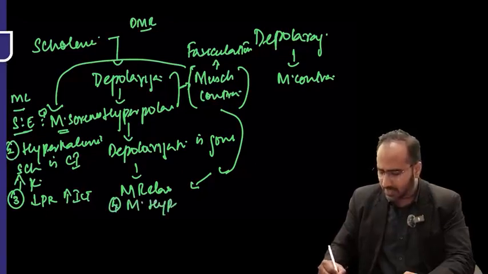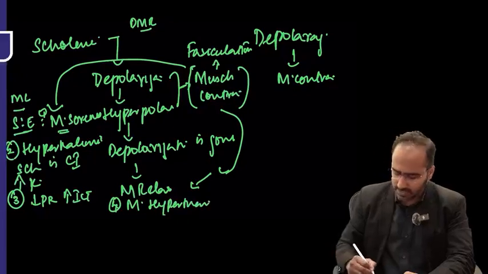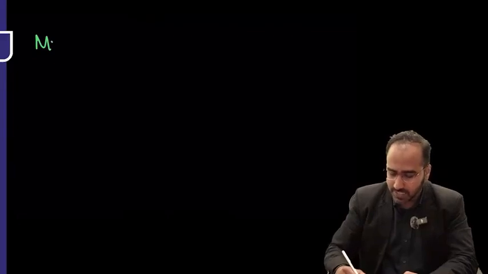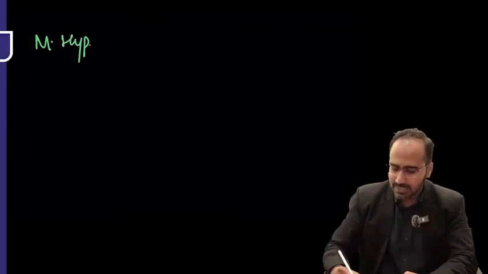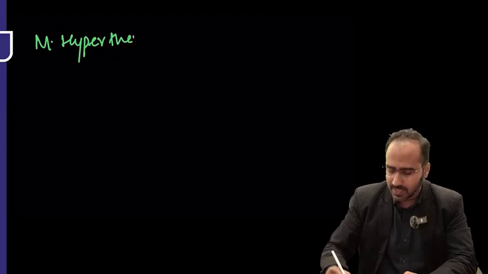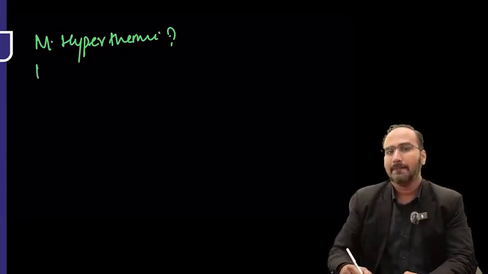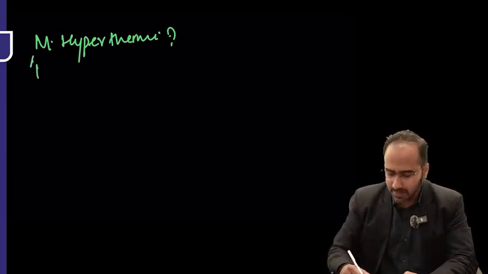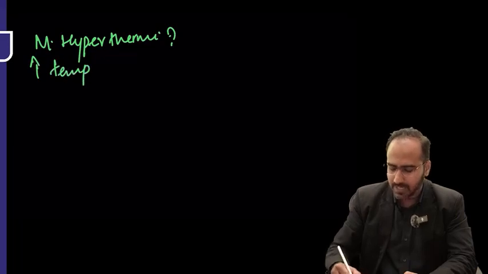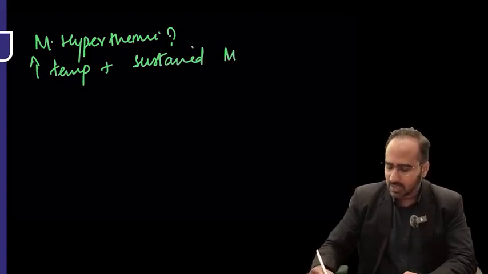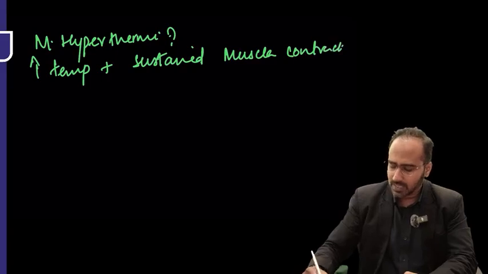Malignant hyperthermia. Very, very important, guys. Malignant hyperthermia is the most dreadful complication, or dreadful side effect, of scoline. What is malignant hyperthermia? What is the definition of malignant hyperthermia? Malignant hyperthermia is abnormally high temperature with sustained muscle contraction.